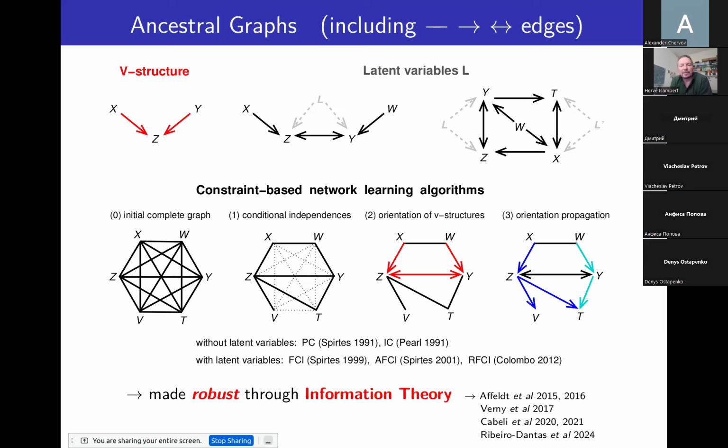So as I alluded to earlier, these methods are not recent, and on paper they are really nice, but in practice they are not really working that well. The reason is that they are not really robust to the finite size of the data set. So our contribution was to make them robust by combining those causal discovery methods with information theory.